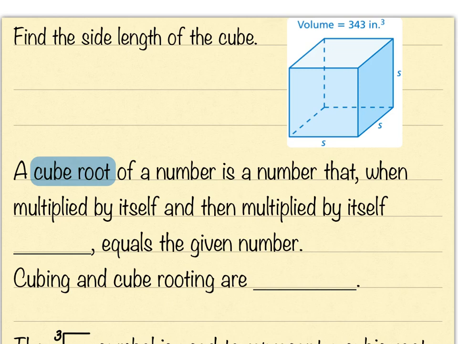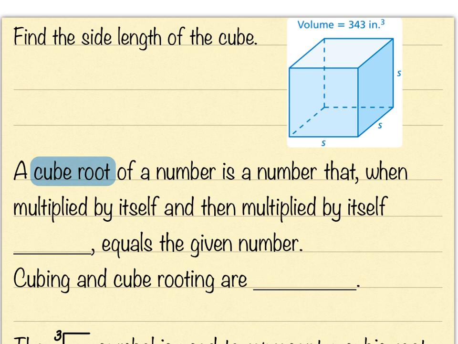All right, this is section 7.2, finding cubic roots. In our last section, finding square roots, we said that when we find the square root of a number, we're actually finding the side length of a square that has that area. So if I have a square that has an area of 144, the square root of 144 is 12, which tells me what the side length of the square is.